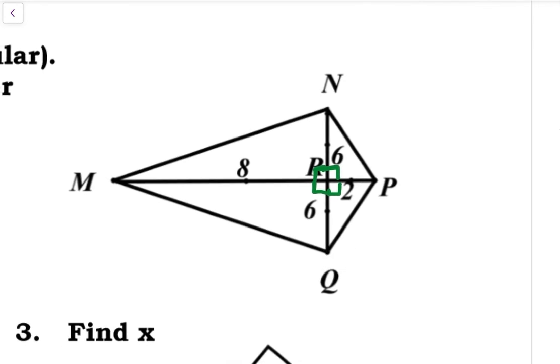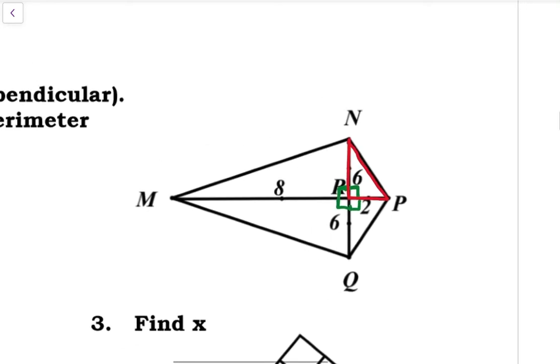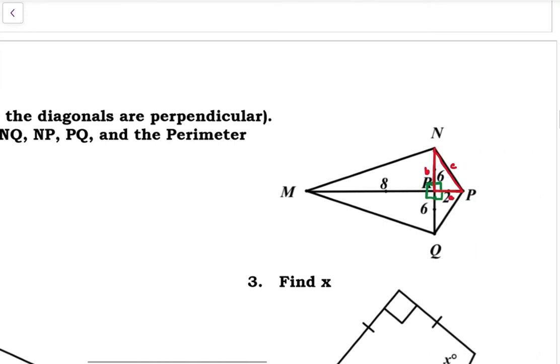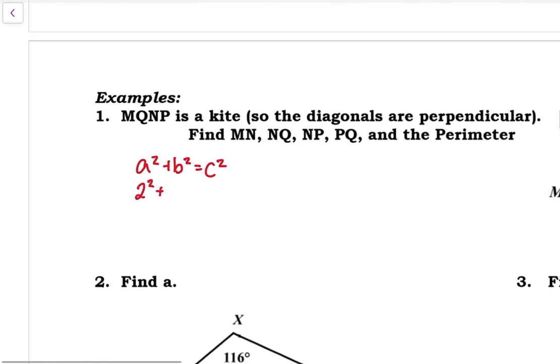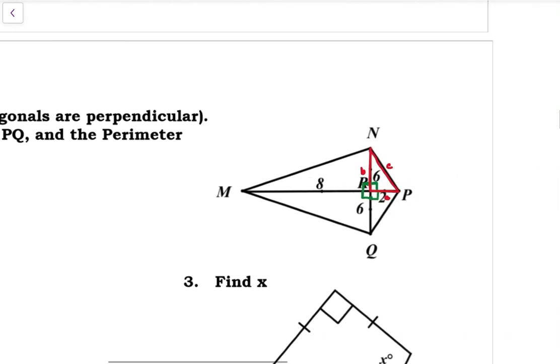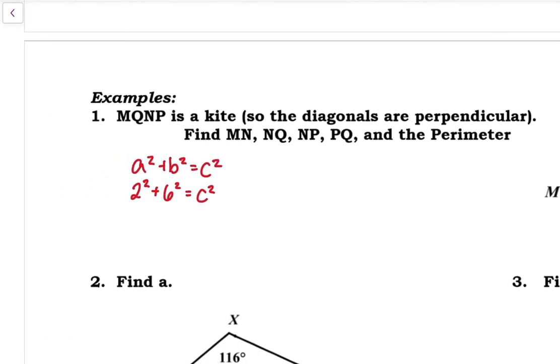the Pythagorean theorem to find our missing sides. So I'm going to start with this triangle right here. So this will be A, this will be B, this will be C in our Pythagorean theorem. So I'm going to plug it into A squared plus B squared equals C squared. So A was 2, so that'll be 2 squared, plus B was 6, so that'll be 6 squared, and it's equal to C squared. Great. Simplify this. 2 squared is 4, 6 squared is 36, and that's equal to C squared. 4 plus 36 is 40, which is equal to C squared.